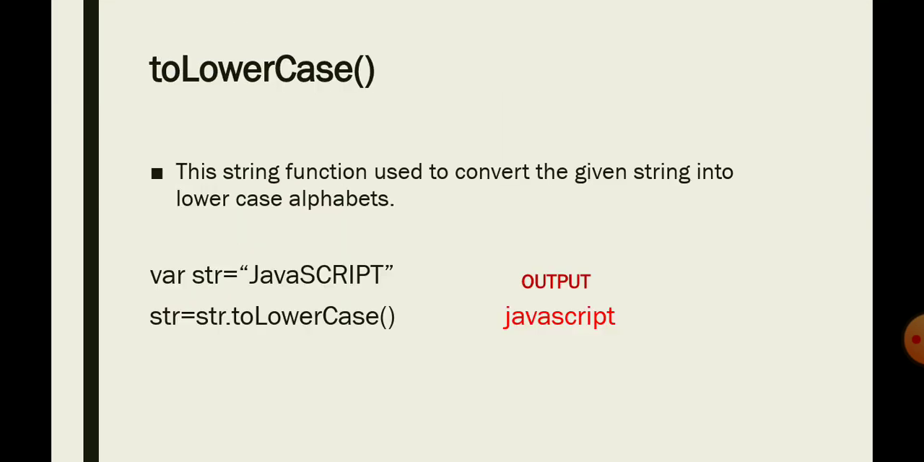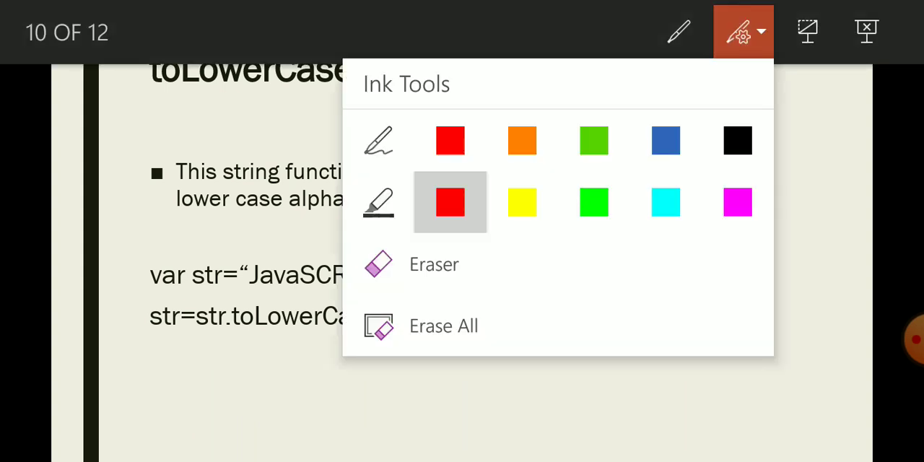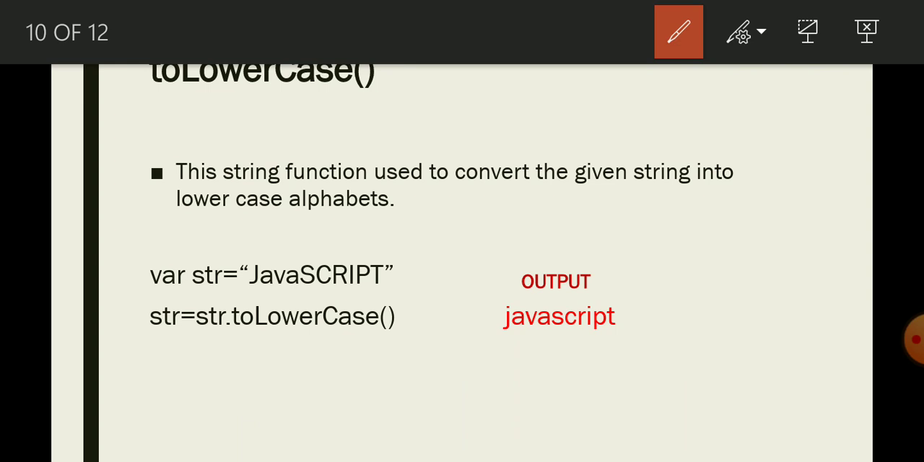Next, toLowerCase. This function converts a string into lowercase letters. In this function name, L and C are in capital. Let us see an example. The JavaScript string is stored in the variable str, and using the toLowerCase function we can convert it into lowercase.